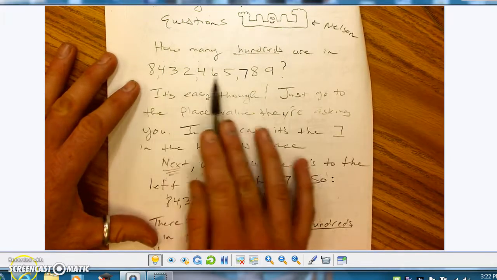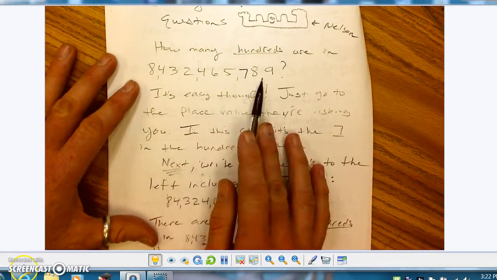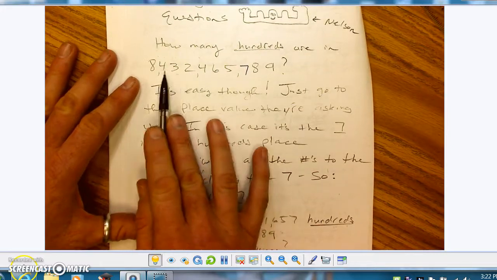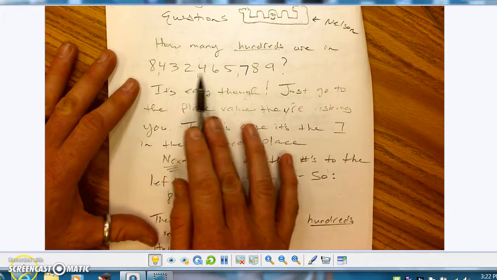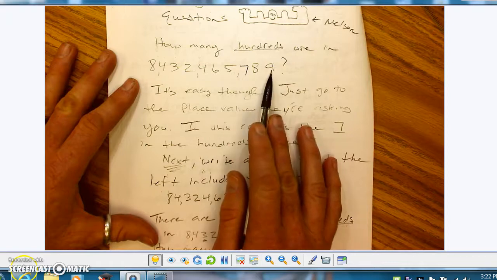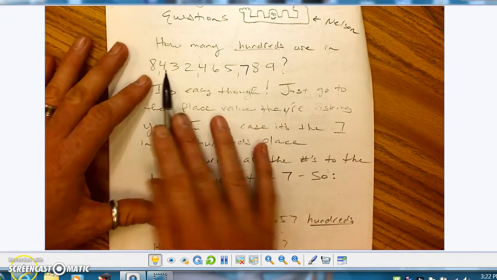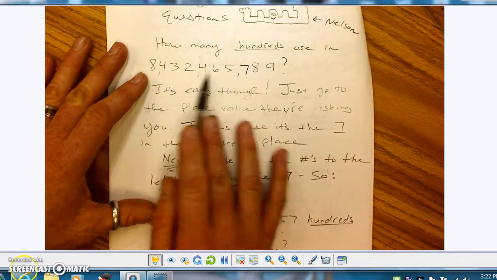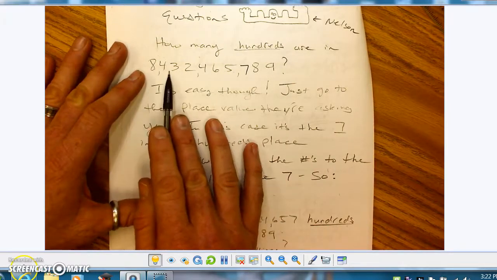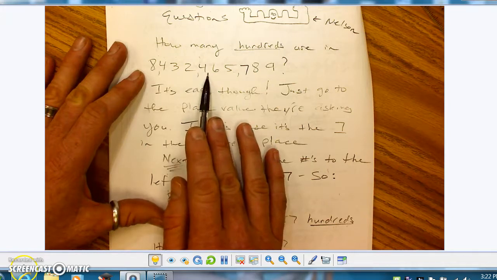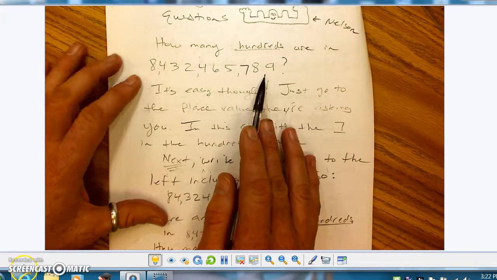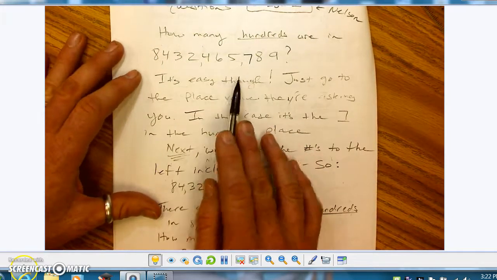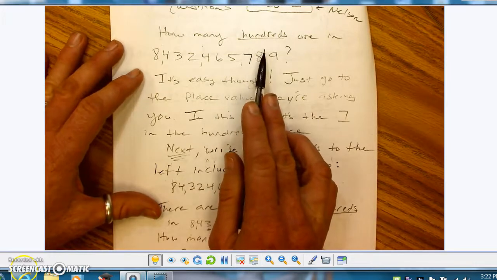So this super big long number, whatever it is. What is that? Billions or trillions? 8,432,465,789. No, I messed that up. Oh, what is that? Ones, thousands, millions, billions. So 8,432,465,789. Okay, anyway. They want you to tell how many hundreds are there.